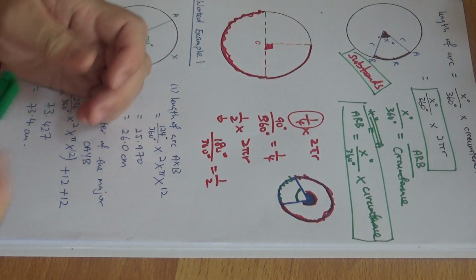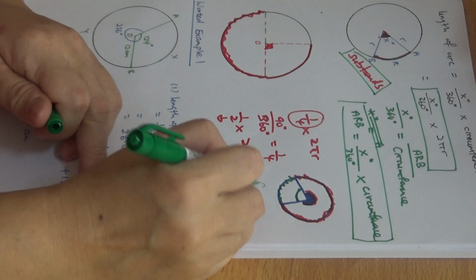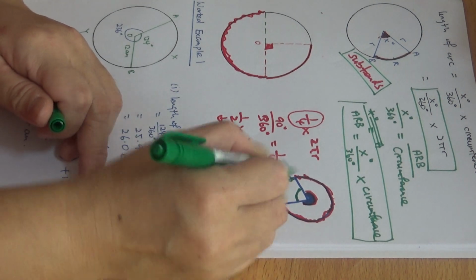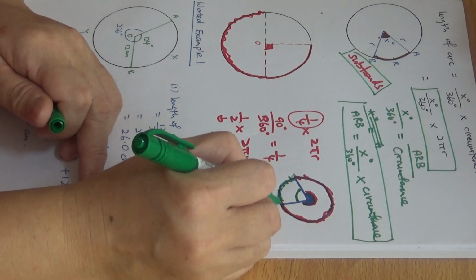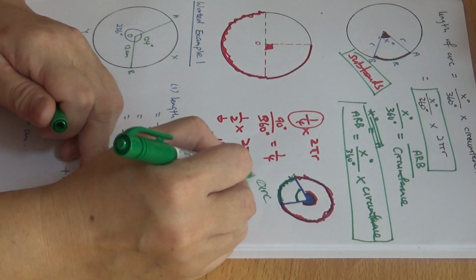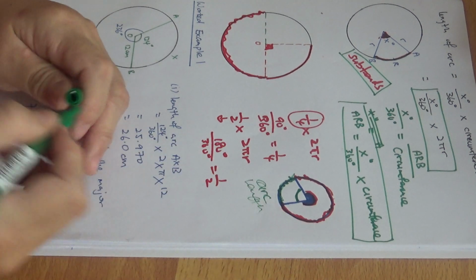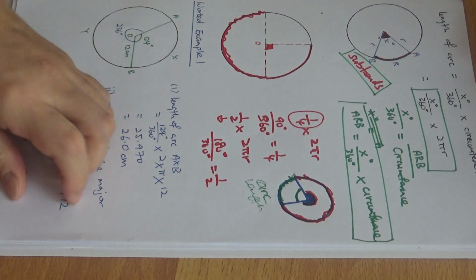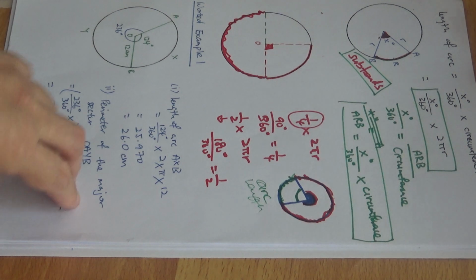One more thing to caution you: an arc means that it's part of the circumference. Arc means just a line. That's why we call it the length of the arc. Arc means part of the circumference.